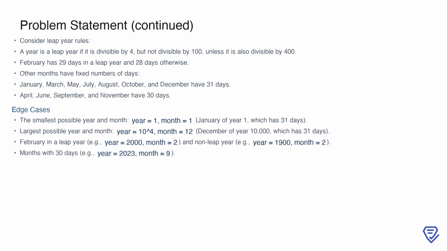To solve this problem, it is crucial to understand the leap year rules. A year qualifies as a leap year if it is divisible by 4 but not divisible by 100, unless it is also divisible by 400. February has 29 days in leap years and 28 days otherwise. The rest of the months have fixed numbers of days. January, March, May, July, August, October, and December always have 31 days, while April, June, September, and November always have 30 days. With this clear understanding of the rules and edge cases, we can confidently implement the function to handle all possible inputs and scenarios.